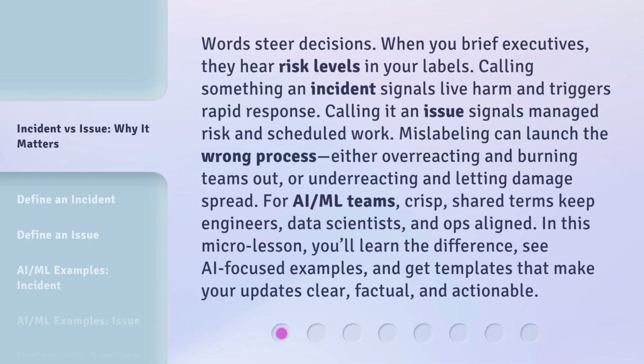Mislabeling can launch the wrong process, either overreacting and burning teams out, or underreacting and letting damage spread. For AIML teams, crisp, shared terms keep engineers, data scientists, and ops aligned. In this micro lesson, you'll learn the difference, see AI-focused examples, and get templates that make your updates clear, factual, and actionable.